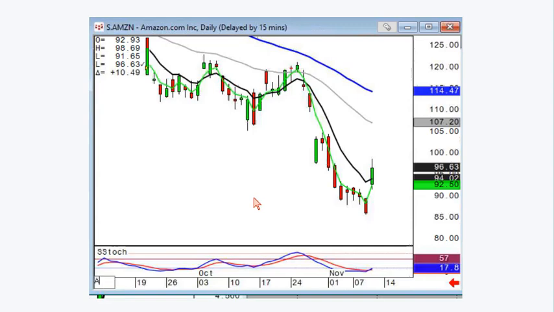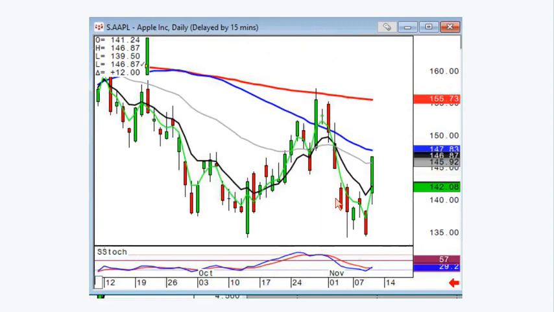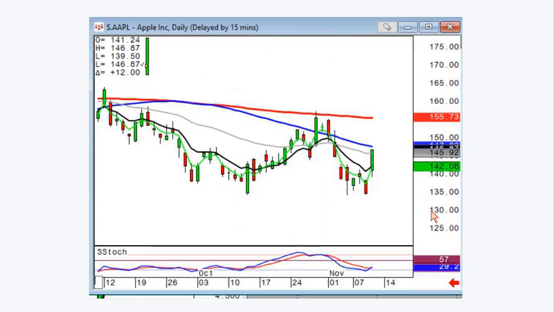What was the other one? Oh, Apple. Another kicker signal. Now it's not as clean a chart, but it is a kicker signal. If you want to buy it, you probably wait until it gets up through the 50, and then you just have to wait to see what happens at the 200.